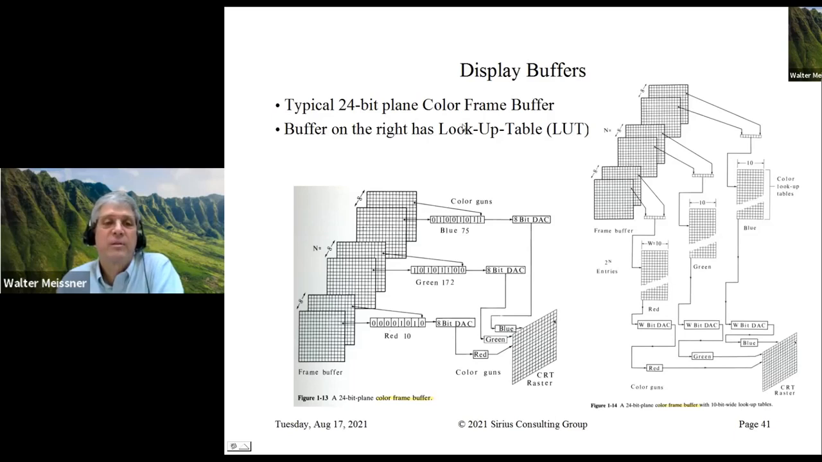However, since the CRT is nonlinear, there's something called a lookup table, a gamma correction, and this is done through a lookup table. So in this case, they take 8 bits and feed it into lookup tables, which output 10 bits. So now these go to 10-bit D-to-A converters before they go to the color gun.